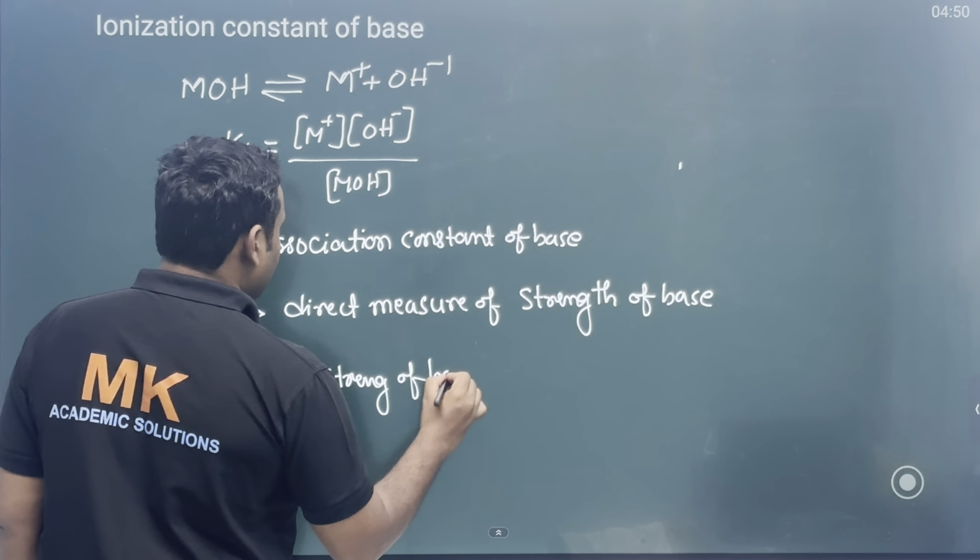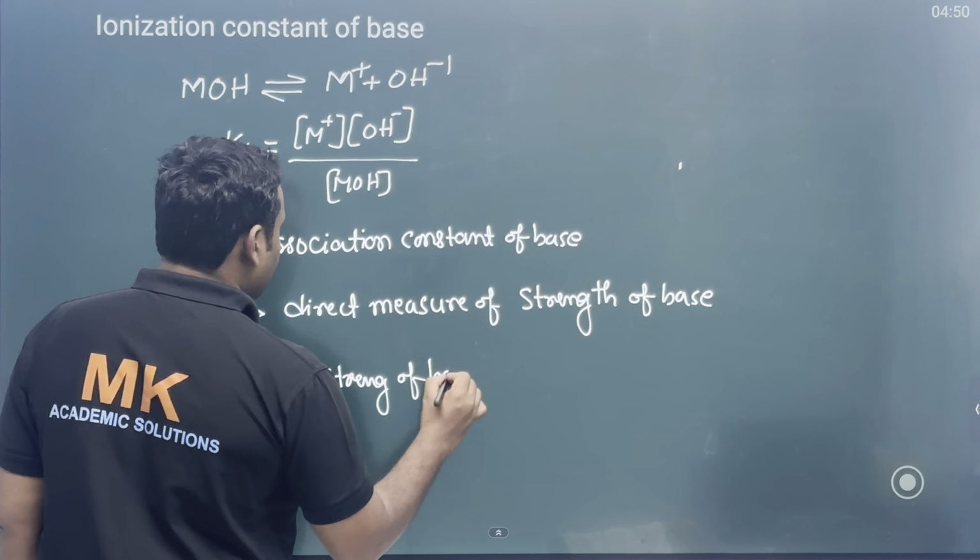Sometimes they will give you the percentage of degree of dissociation. The percentage of degree of dissociation means the number of particles dissociated divided by the total number of particles, times 100%. Percent means per 100, how many molecules are dissociated. That is nothing but the percentage of degree of dissociation.